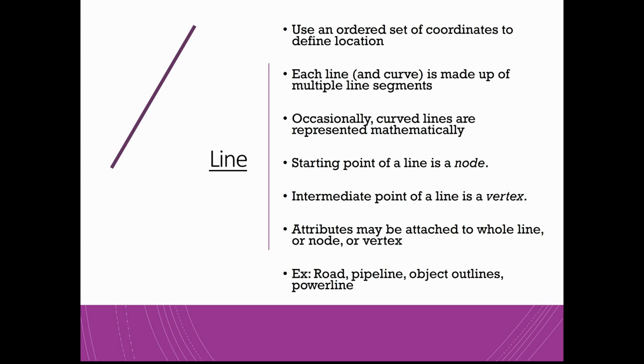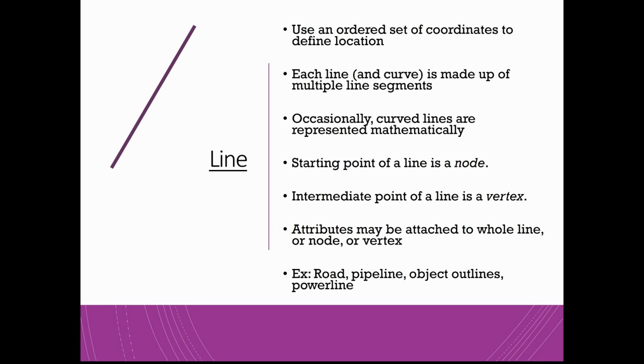For example, if a line represents a road, each road segment between 2 intersections may have its own address information, such as the start address and the end address for that block. An intersection may have an attribute that describes whether the intersection has a stop sign or stoplight. The other option is for the entire line to have one row of attributes, no matter how complex the line. Examples of spatial phenomena that are modeled well by lines are roads, pipelines, outlines of objects, and power lines.